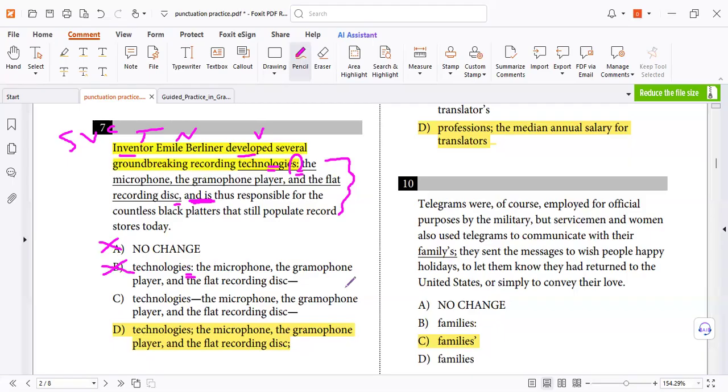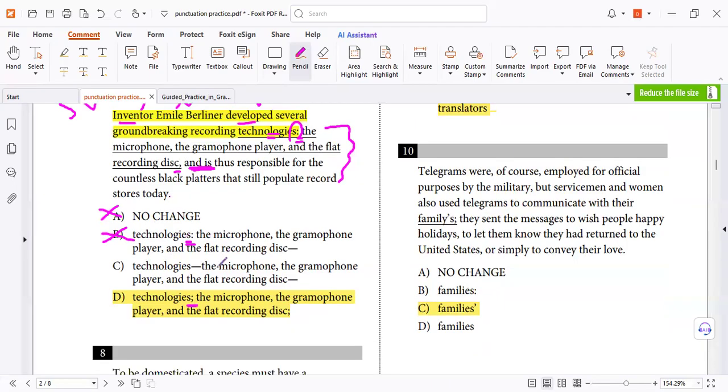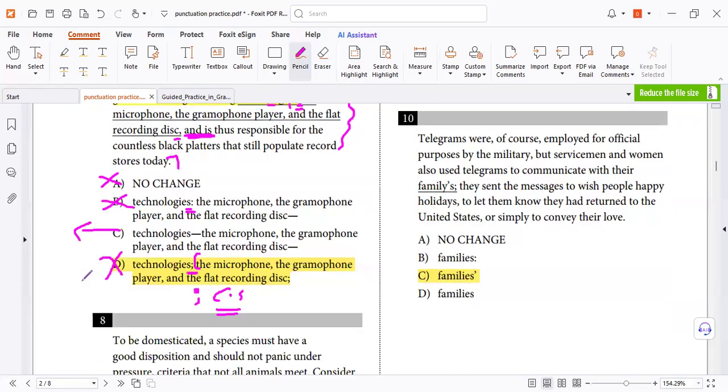How about letter D? Letter D. Remember, this is a semicolon. Is the part before the semicolon correct? A complete sentence, yes. How about after the semicolon? It must be a complete sentence. Is it complete from this part to the end of the sentence, or do we have mistakes? We have mistakes, so letter D is wrong.